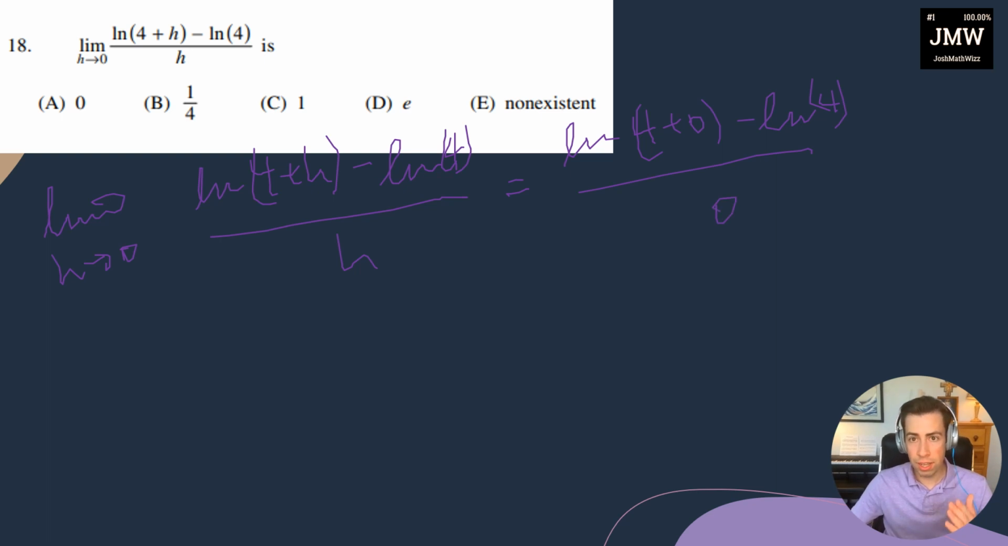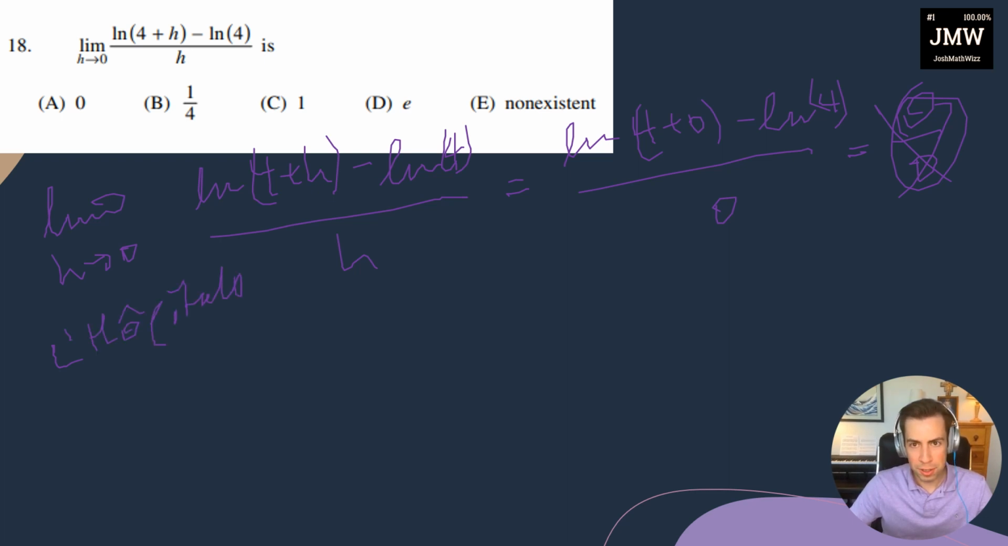Well, first of all, we get a divide by 0 error, but it's actually worse than that because natural log of 4 minus natural log of 4 is 0, so I actually have an indeterminate form here, 0 divided by 0. So that's not a good thing, but actually it is a good thing because I can use L'Hopital's rule. Because I have that indeterminate form, I will use L'Hopital's rule.